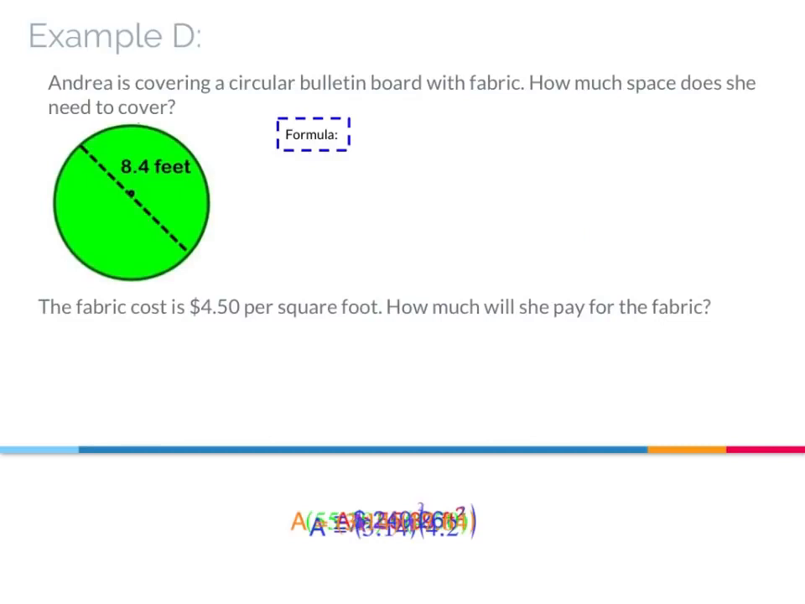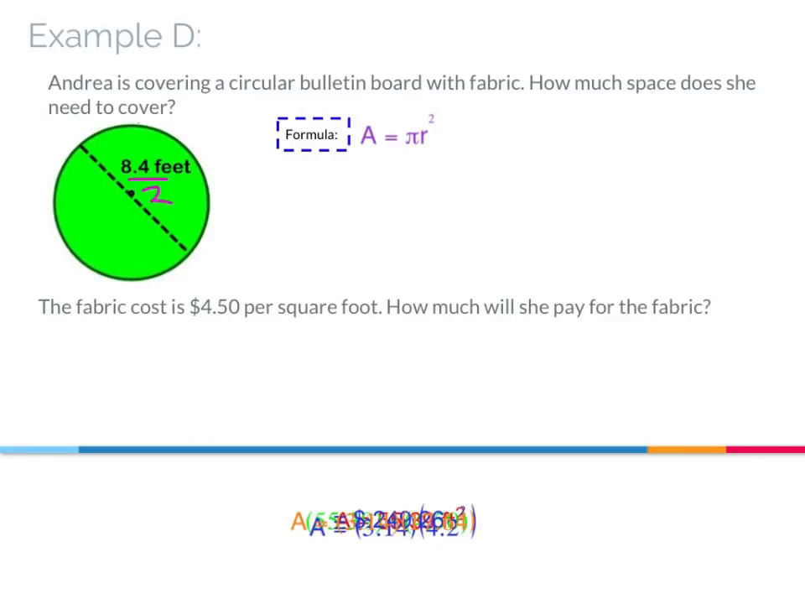Example D says that Andrea is covering a circular bulletin board with fabric. How much space does she need to cover? Since she's covering the board, we need to find the area of this circle. The formula for the area of a circle is A is equal to pi times radius squared. In order to use this formula, we need the radius, but what's given to us is the diameter. So in order to find the radius from the diameter, we need to divide by 2.